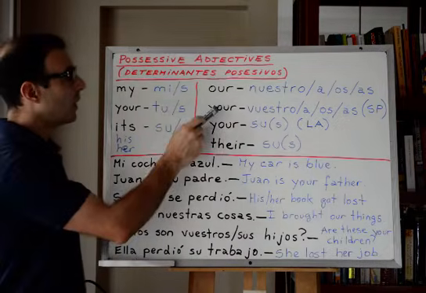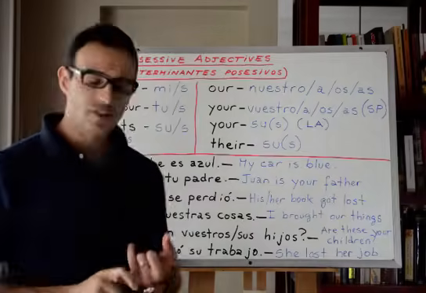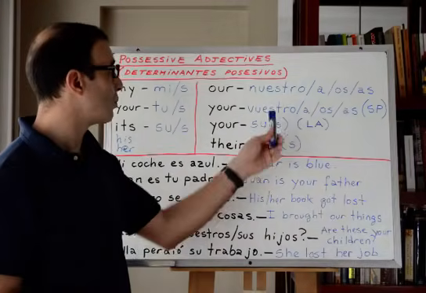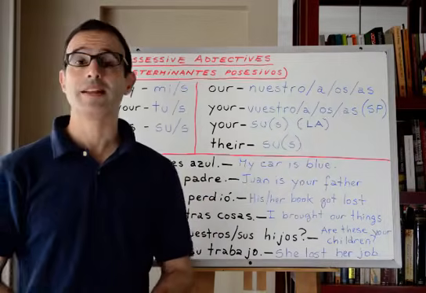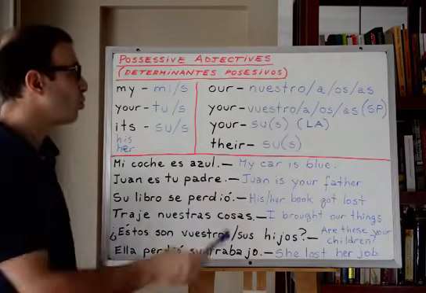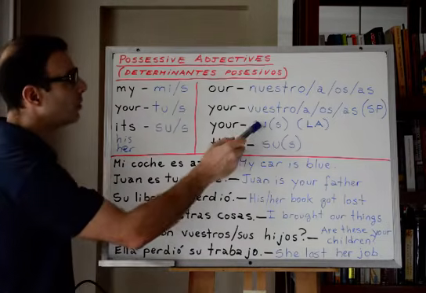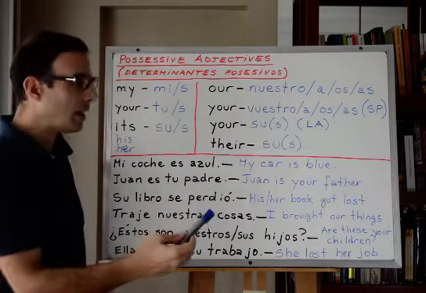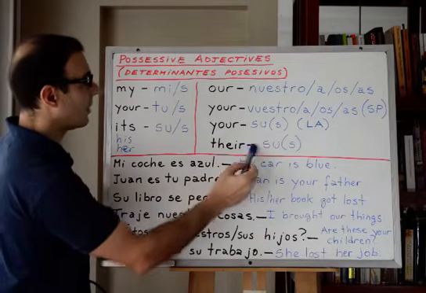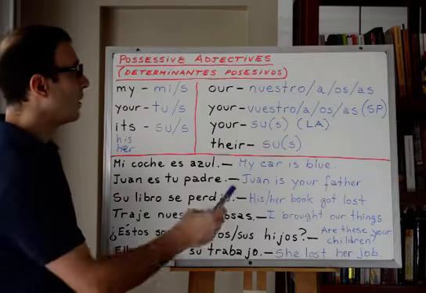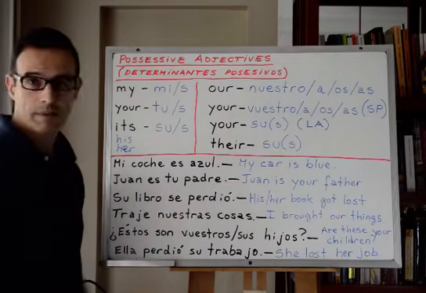Now, for your plural, you all, there are two ways. In Spain, they use vuestro, okay? And in Latin America, su. Maybe su will be easier because it is exactly the same as the third person, singular and plural, and it also conjugates the same.